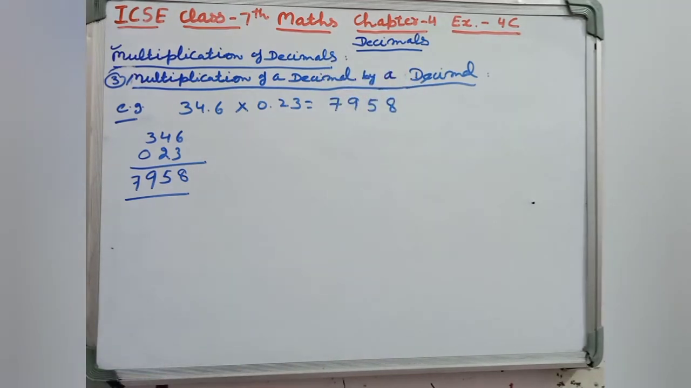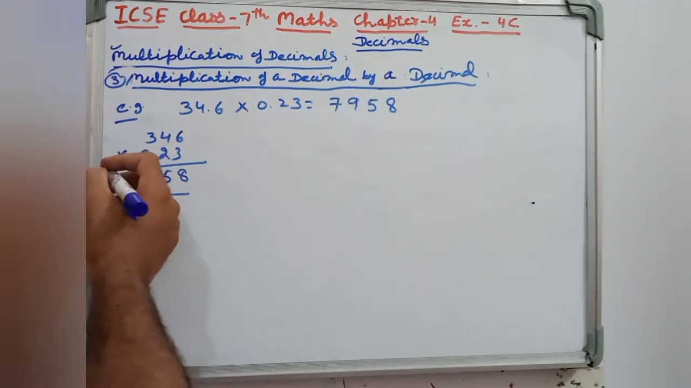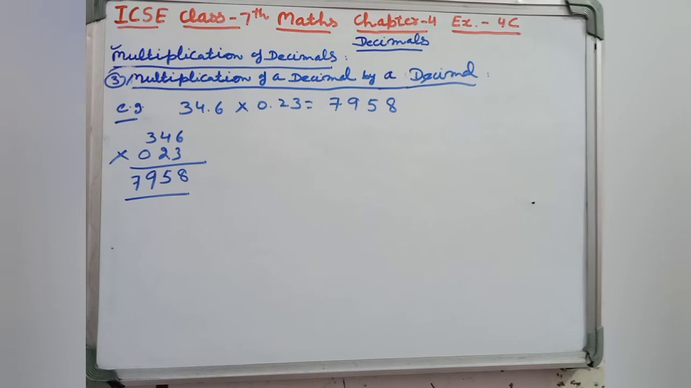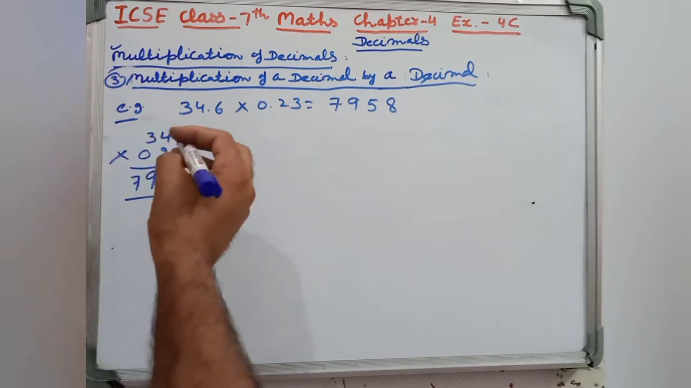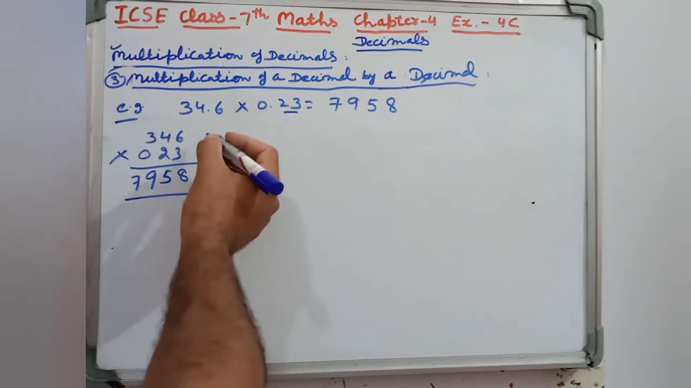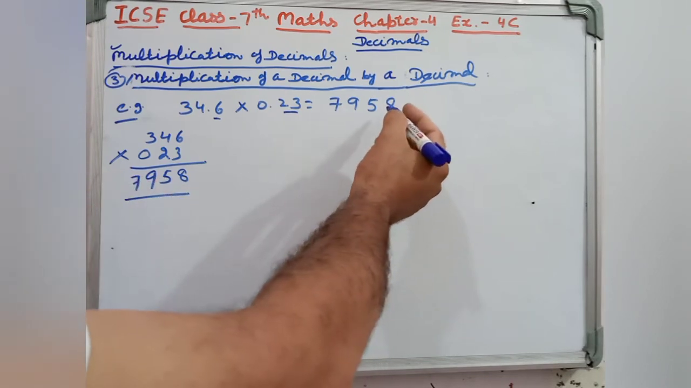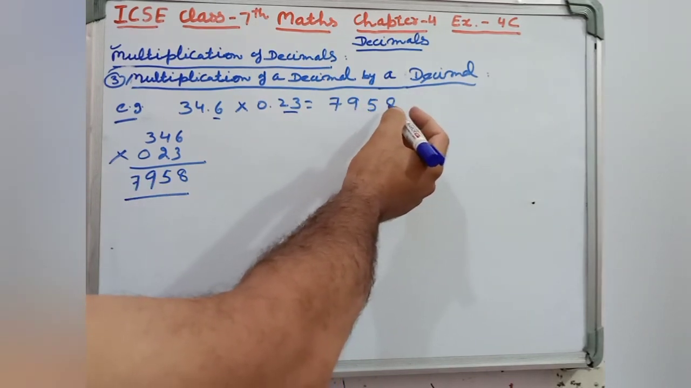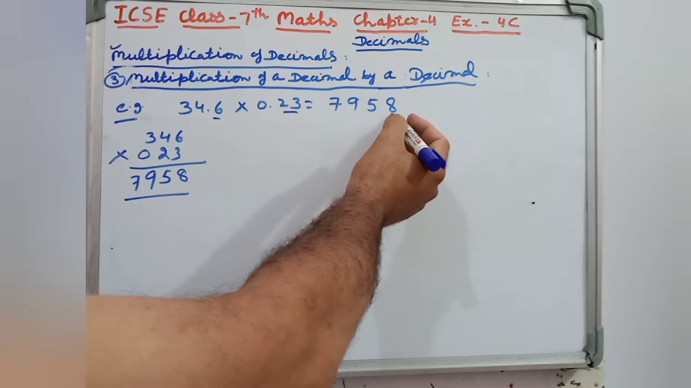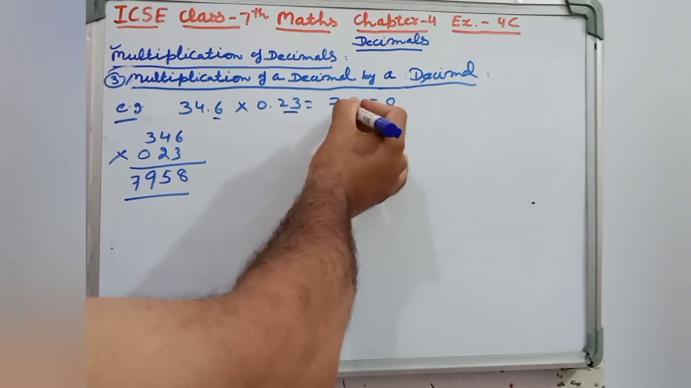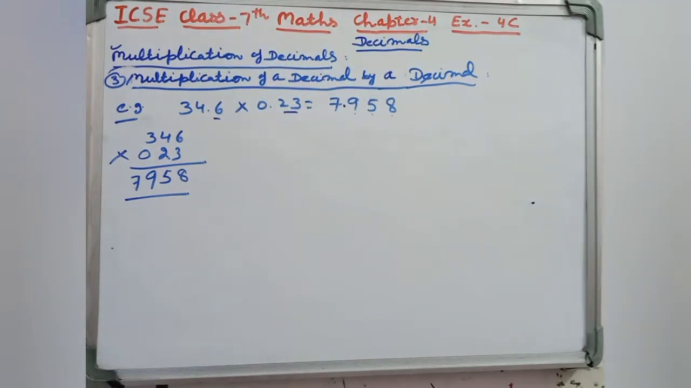Now we have to put decimals. So here are two decimal places. Here is one decimal place. So add these number of decimal places: two decimal places plus one decimal place, 3. So we will put our decimal in our answer from 3 places beginning from right. 1, 2, 3. So we will put our decimal here. 7.958 will be our answer.